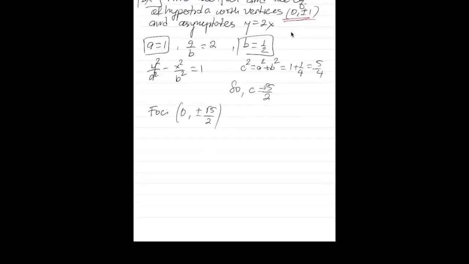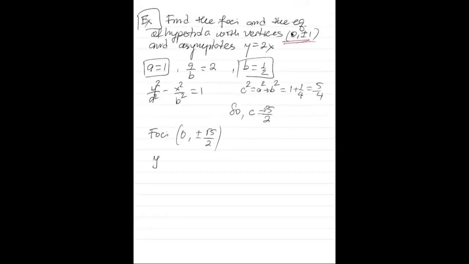And so finally, we can substitute and have y squared over 1 squared minus x squared over b squared, which is 1/4, equals 1. We'll multiply by 4. And we have the equation y squared minus 4x squared equals 1.